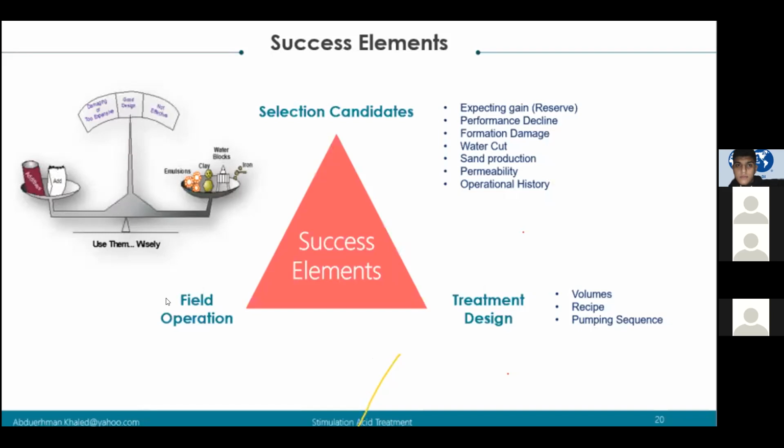And the third thing is the field operation. For the field operation, there are different techniques. You can use a bullhead technique, which is injecting the acid from the surface, where the injected acid will go through the pipes and be exposed to your production system, or just use coiled tubing. In coiled tubing, actually, there are pros and cons, and we will see that in the following slide. So these are the main three elements of success.